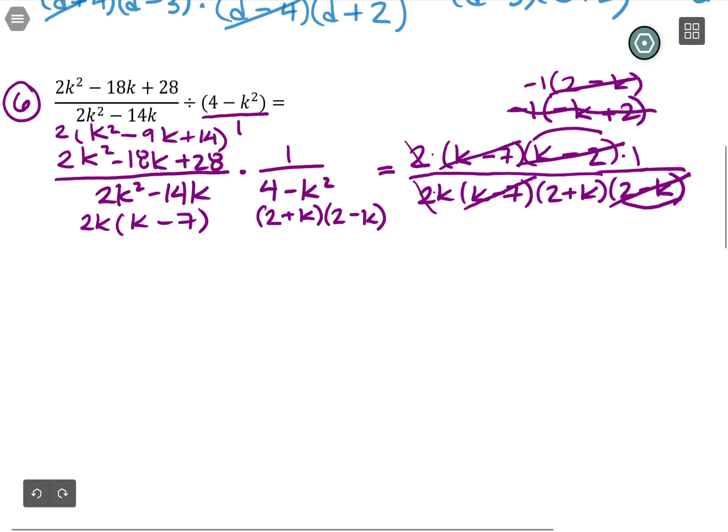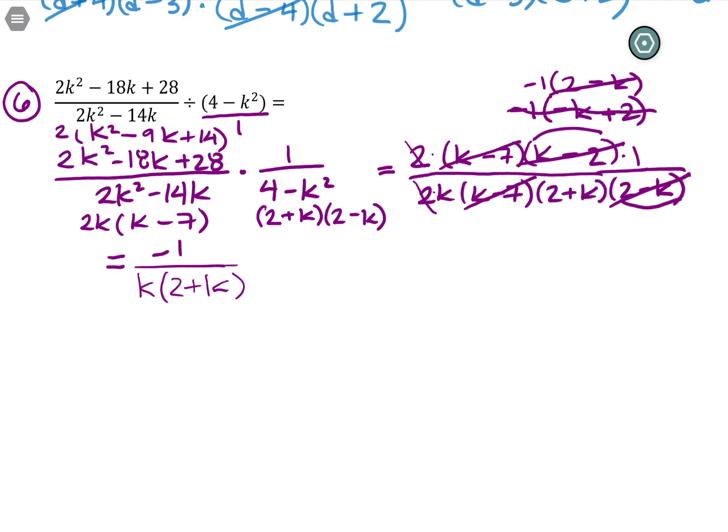Okay, so on the top, all I see that's left is a negative 1. On the bottom, I'm seeing a k times 2 plus k, which you can write as k plus 2. It doesn't really matter. Whichever way is fine with me. So watch for those k minus 2, 2 minus k's. Those are important.